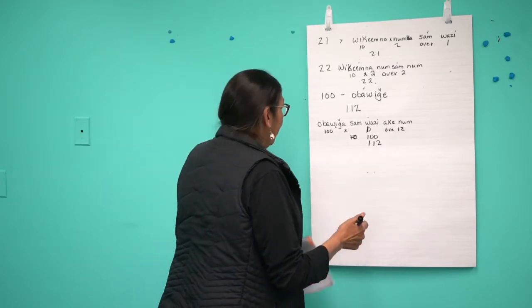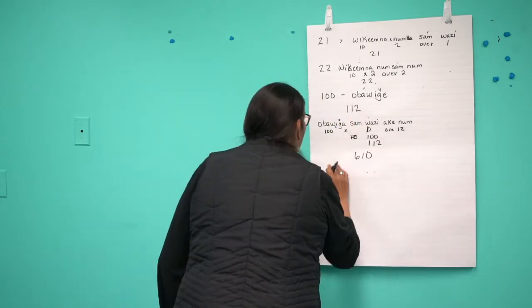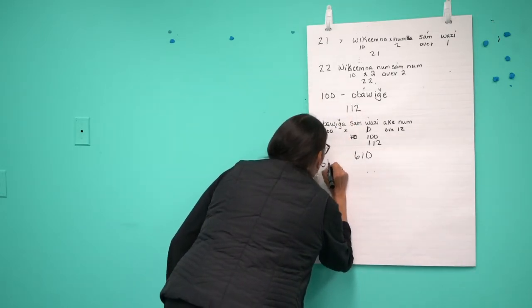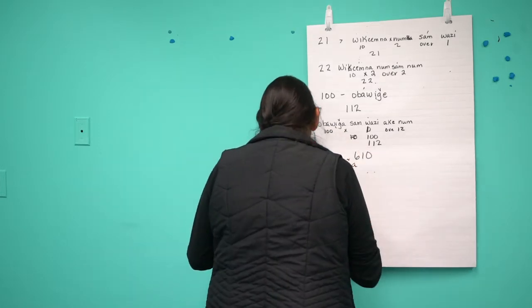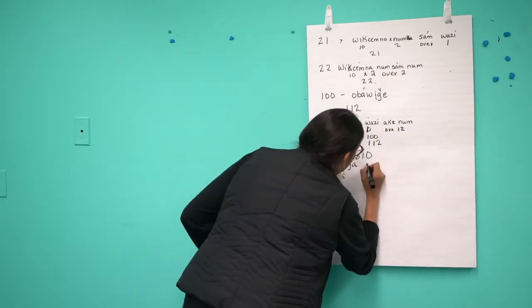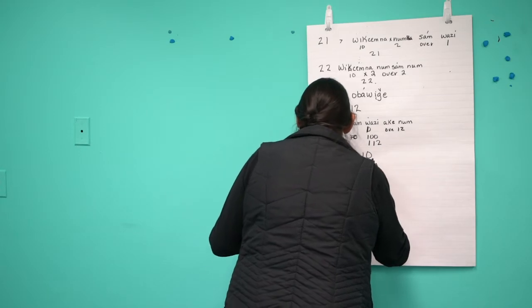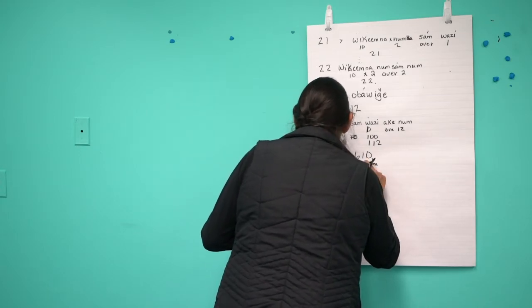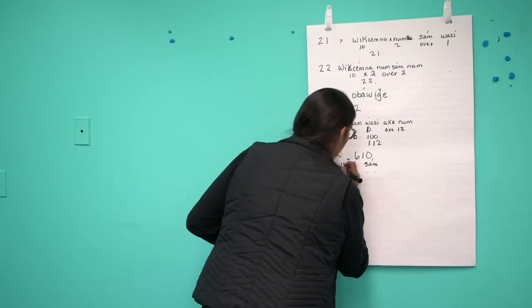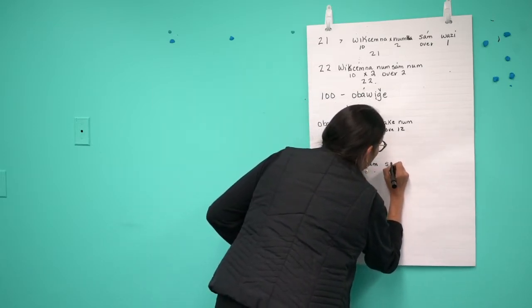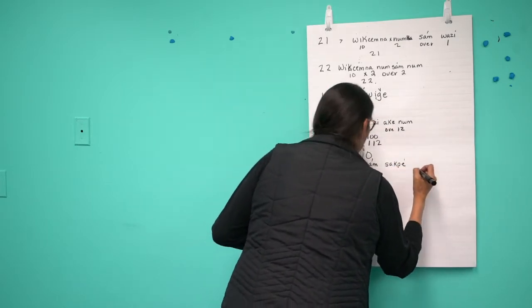Let's do 610 here. Obawinga. Sam. 10. 60. 600. Obawinga Sam. Shakpe. Wikjemna.